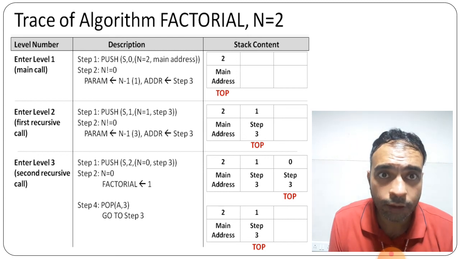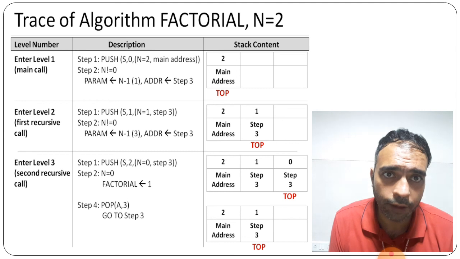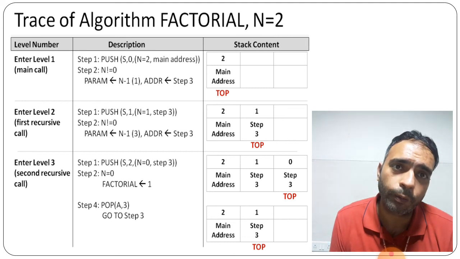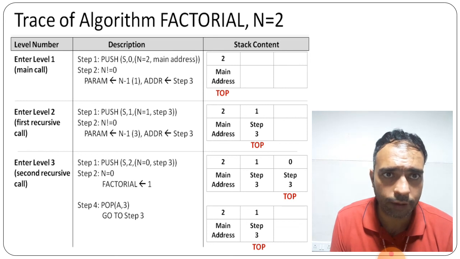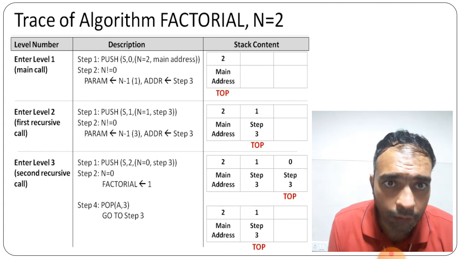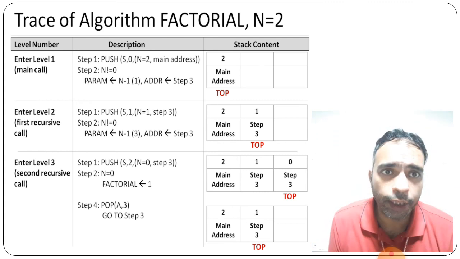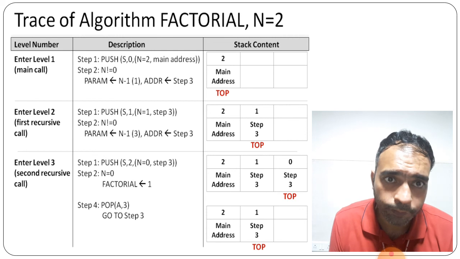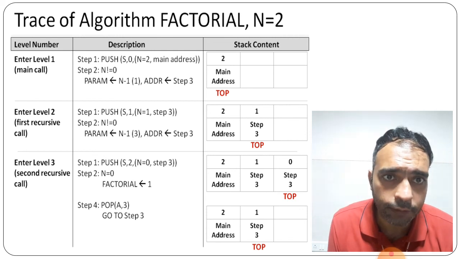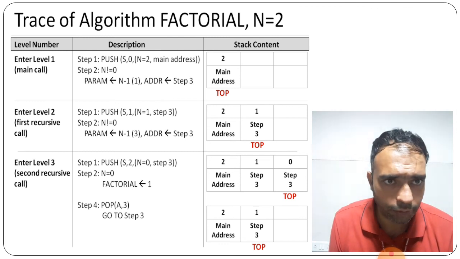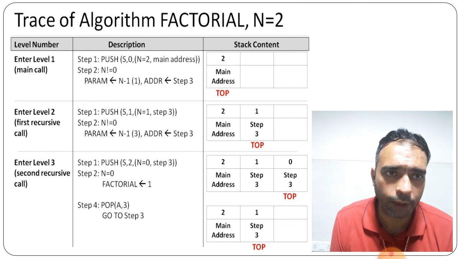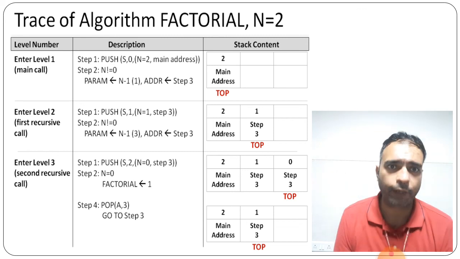And after that, we have to check whether n is not equal to 0, then parameter becomes n minus 1, that is 1, and the address we have to store with step 3. Now the next part is 1 and step 3 is given here. Now after that we have to push S comma 2 comma n is equal to 0, so the next value is 0, so we push that part, and then at step 3, n is equal to 0, so factorial can be 1, directly we can put for 0, that is 1, n is equal to 0, so that's why factorial is 1.